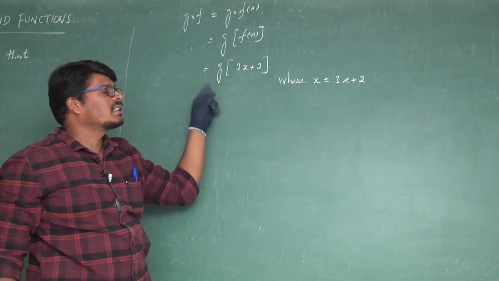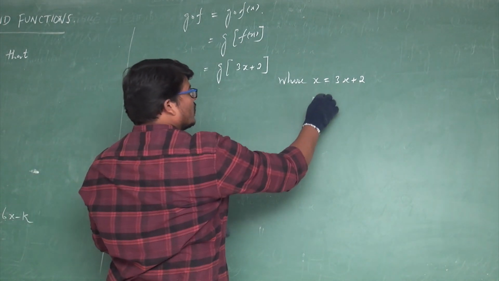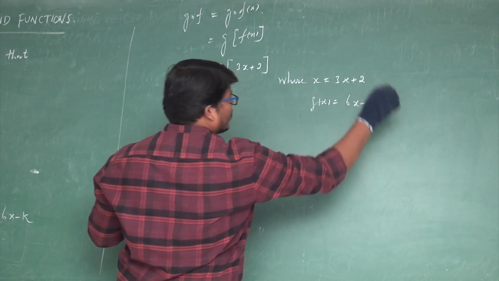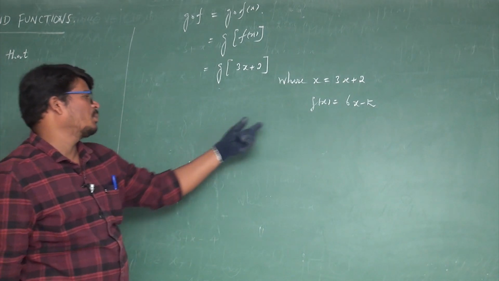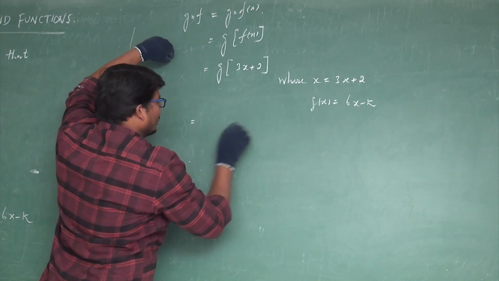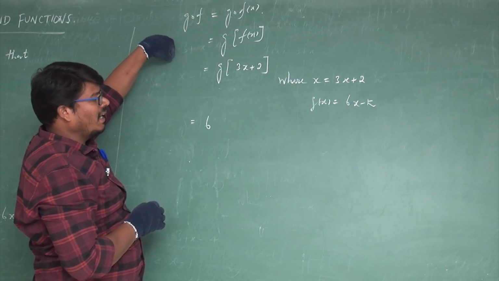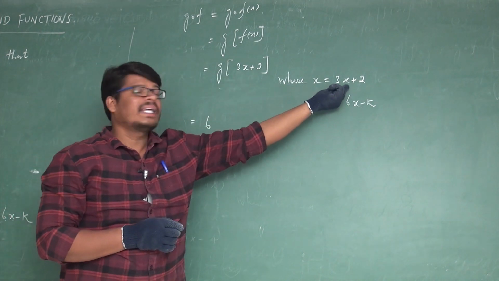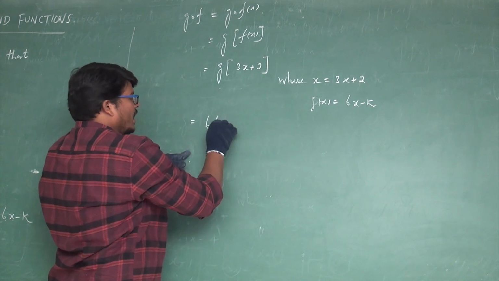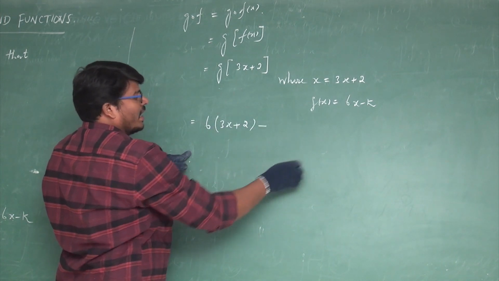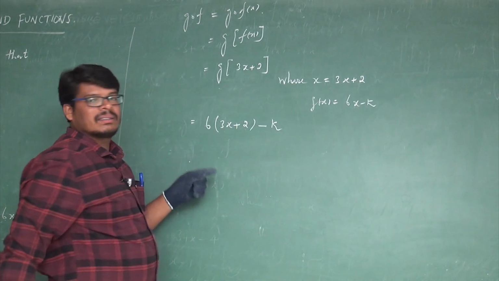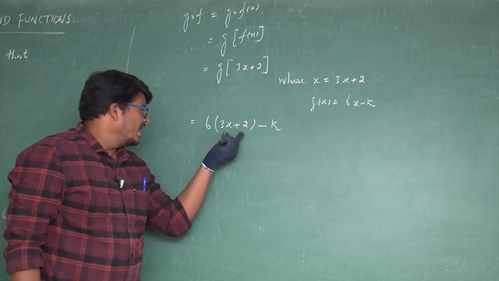Now substitute in g of x. g of x is 6x minus k. Substitute in x: 6 into the x value, where x is replaced by 3x plus 2, minus k. So it is 6 into (3x plus 2) minus k.